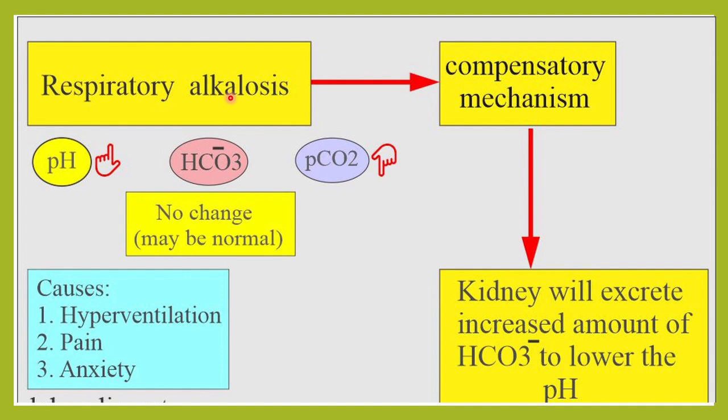So in respiratory alkalosis, the pH is going to rise, and because of hyperventilation or pain or anxiety, etc., the carbon dioxide level in the blood will go down. That will lead to increased pH, and as a compensatory mechanism, the kidney will start excreting an increased amount of bicarbonate to lower the pH. And when the bicarbonate is lost, the chloride level is going to rise. So this happens in respiratory alkalosis.